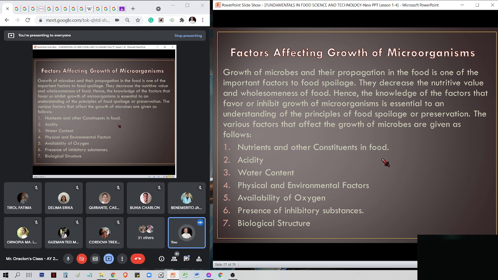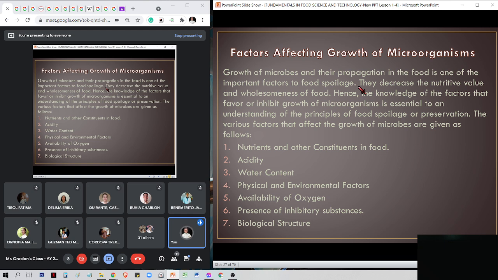So growth of microbes and their propagation in the food is one of the important factors to food spoilage. So there are different factors to consider. There are different factors or contributors why a microorganism, bacteria, mold or yeast grows in a food. They decrease the nutritive value and wholesomeness of the food.